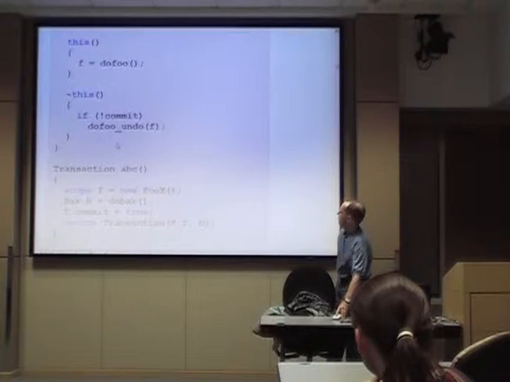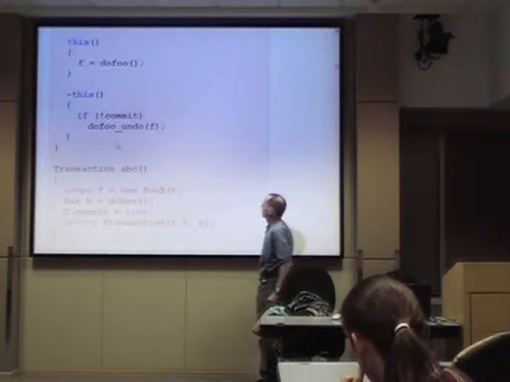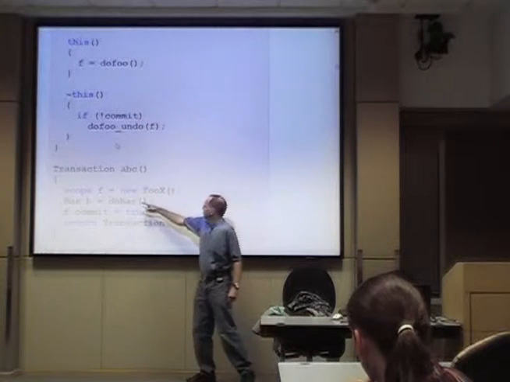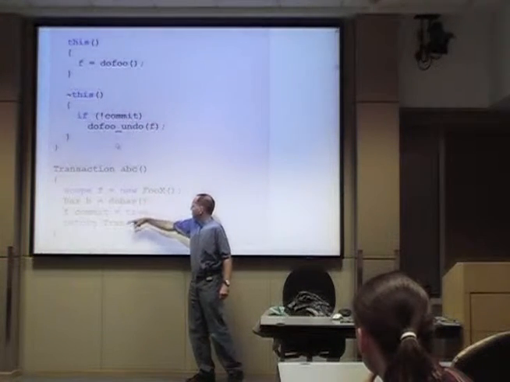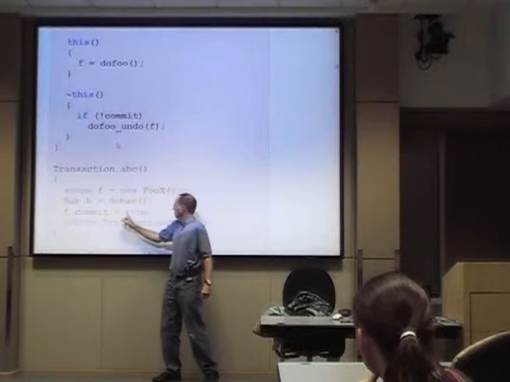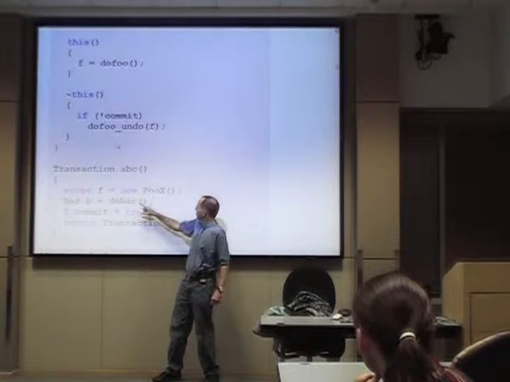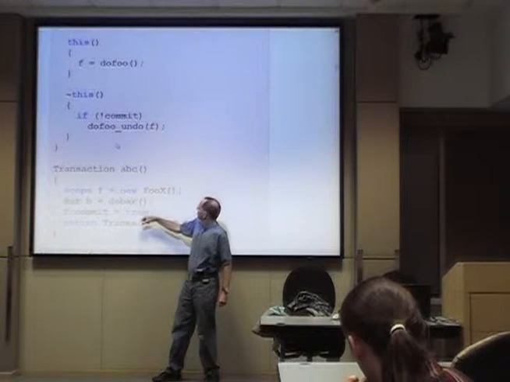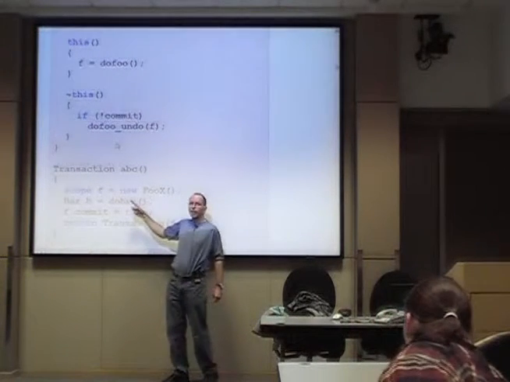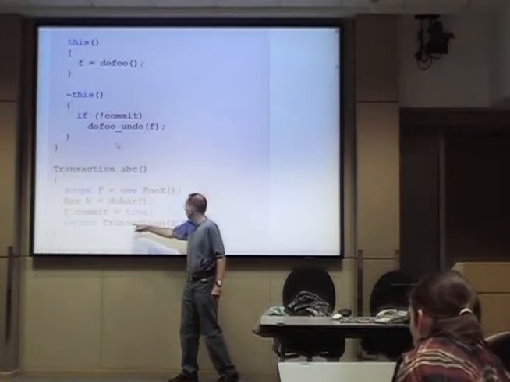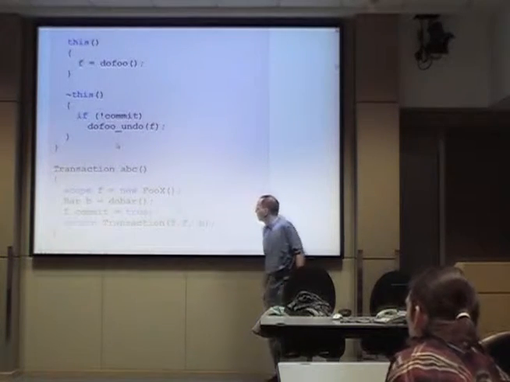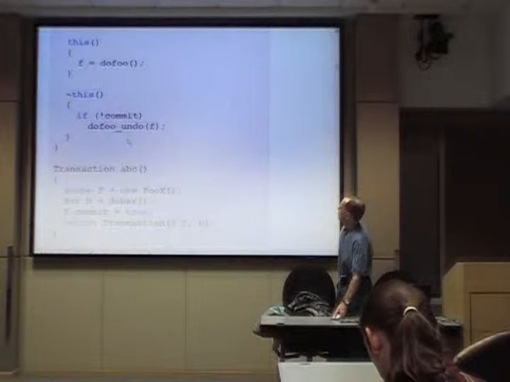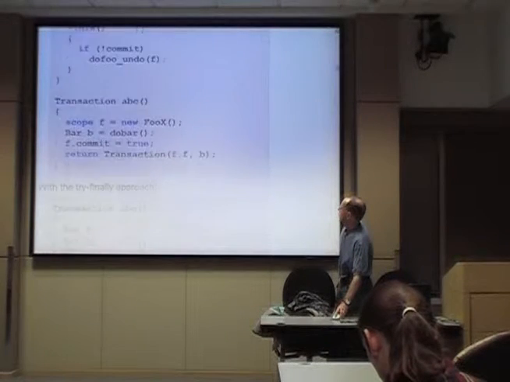And so our transaction function will look like this: I create a new foox instead of foo, do bar. If bar succeeded, I set commit equals true, and that prevents the foo unwind from happening in the destructor, and then I return my completed transaction. So that's one way to solve this problem.